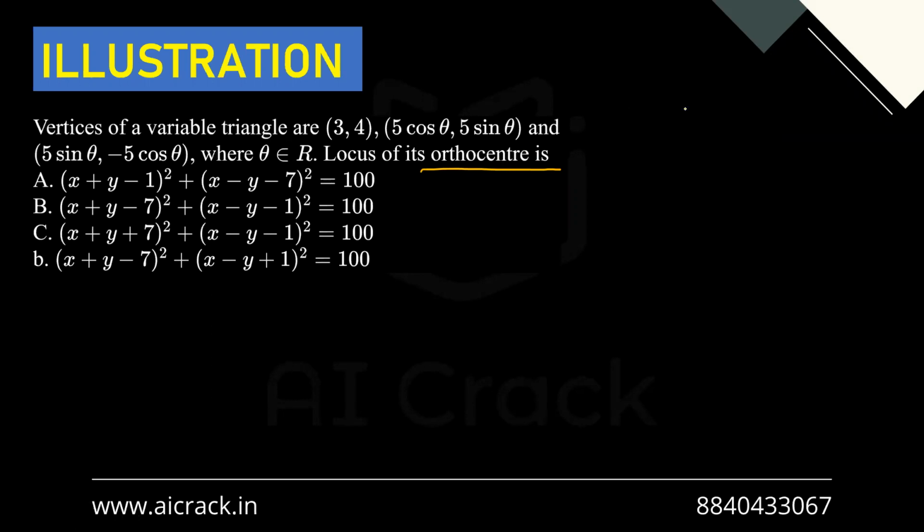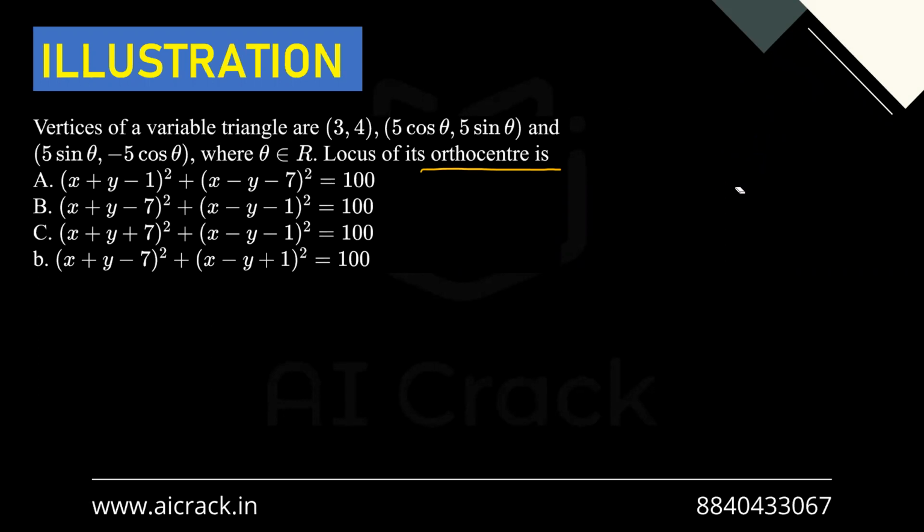Now we also know one concept: O, G, C divide in the ratio 2 is to 1. We have to find the locus of the orthocenter. So if by any chance I get to know the values of G and C, then my work would be done, because I can apply the 2 is to 1 concept for O, G, C, and then I'll be able to find the coordinates of O, and basically the locus of O. Somehow I'll be able to find some kind of relation over there.